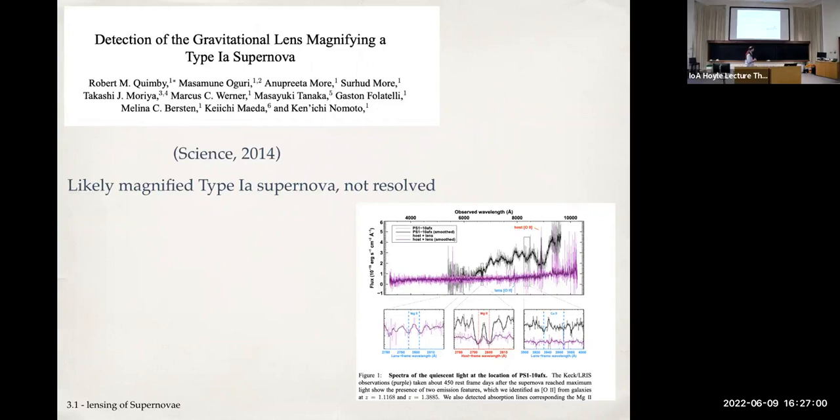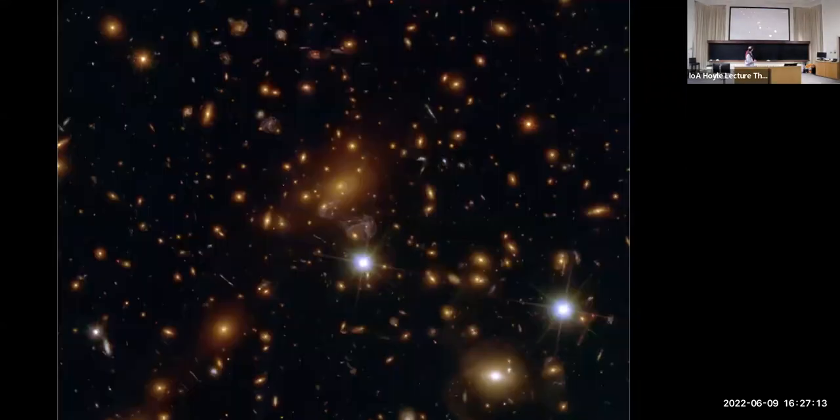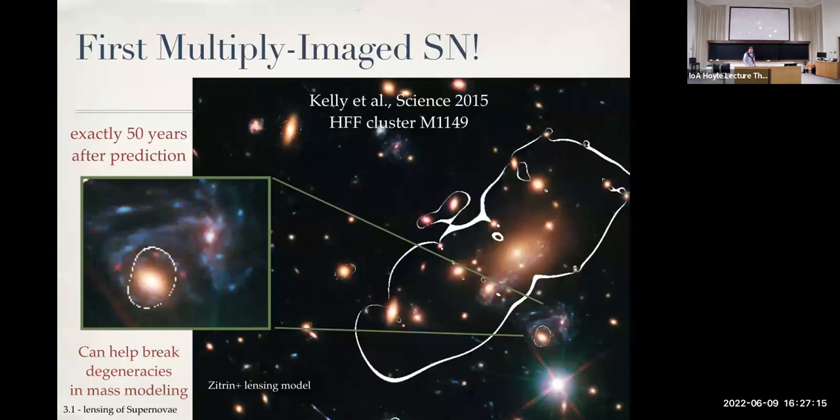It was actually lensed. The different images of the supernova were not resolved, so you could not do any time delay science, but in retrospect, they understood that what they saw was a lensed supernova.